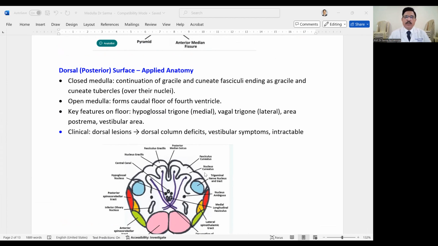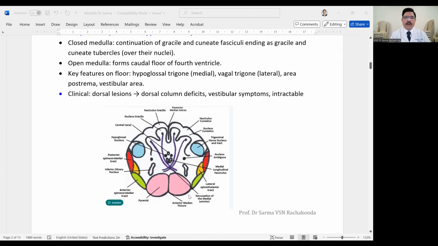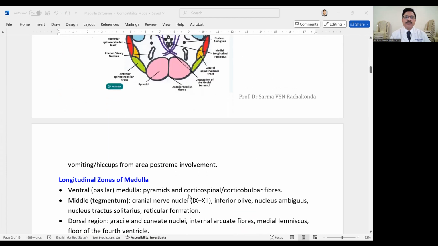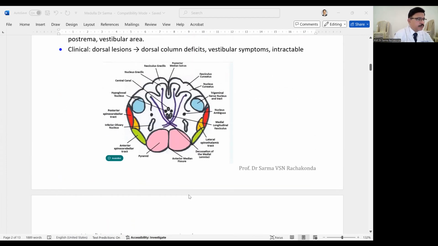What are the dorsal columns? The trigeminal is there. This will be ipsilateral. The spinocerebellar are involved. That is contralateral. If these are involved, the fasciculus gracilis and cuneatus, you will have fine touch and vibration sensation effects. Okay. And when the area postrema is affected, naturally you will have vestibular symptoms, and intractable hiccups and vomiting can also occur. Now, what are the other parts here?